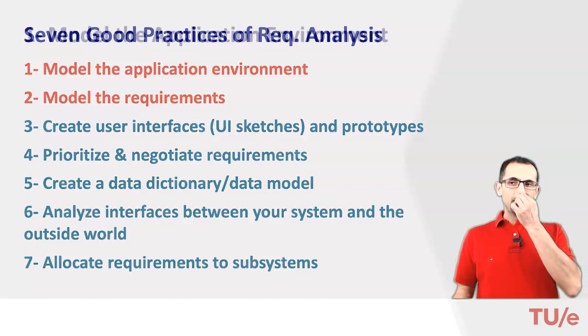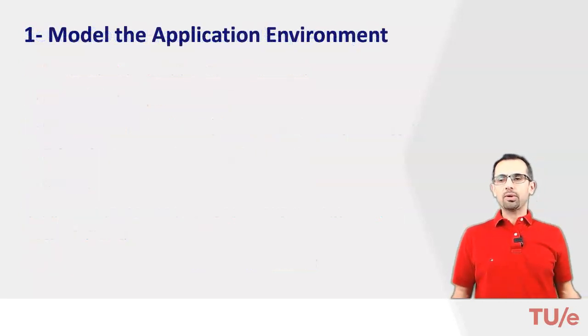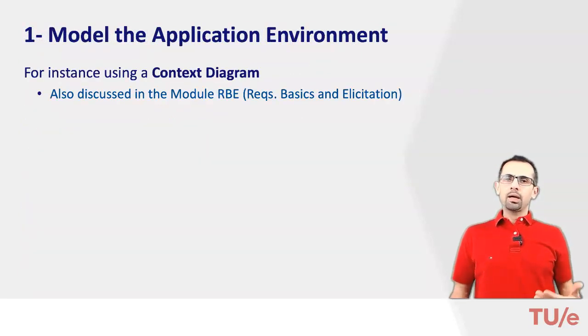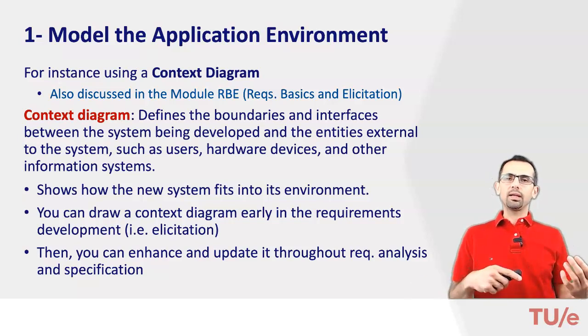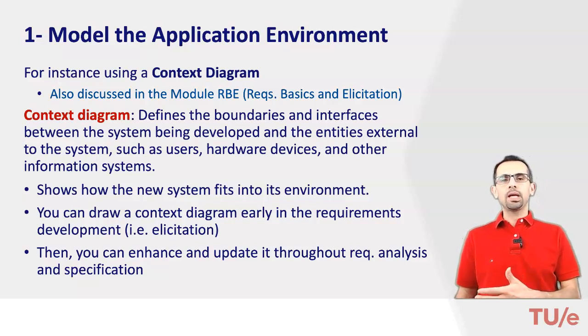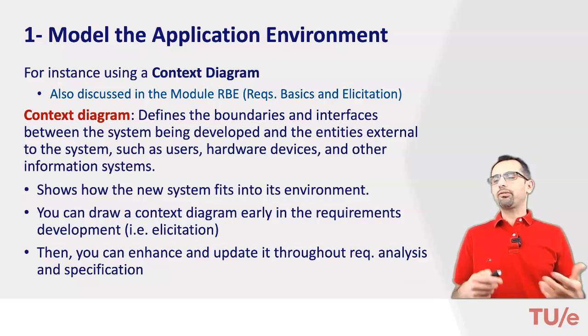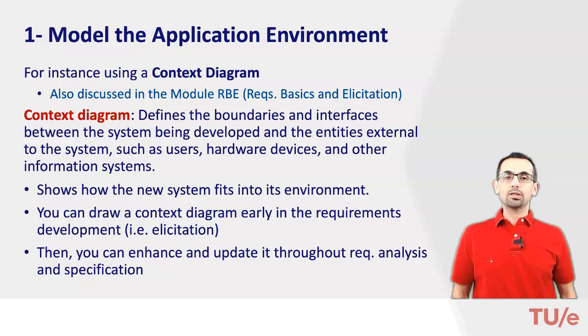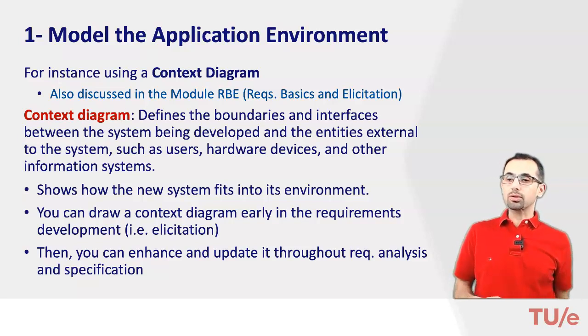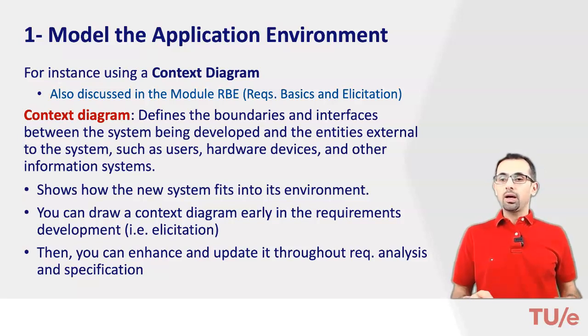Okay, so let's start with the first one, modeling the application environment. How can you do that? Essentially, we have already discussed that in a previous video, using a context diagram. Basically, a context diagram defines the boundaries between the system being developed and the entities external to the system, such as other software, users, hardware devices, and any other kind of information systems, which can also be considered software as well.